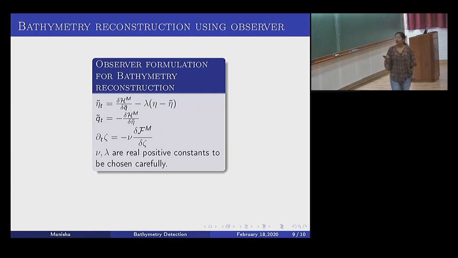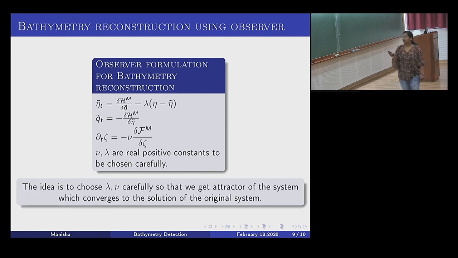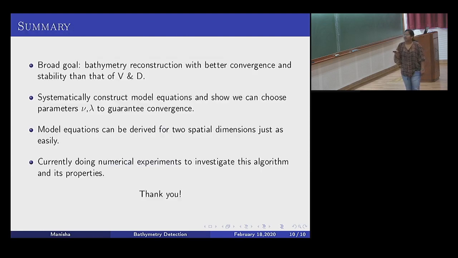Now, as I had already said, if we wait long enough, eta goes to eta tilde, and eta is evolving in this equation also. So grad q goes to the original q, and hence zeta goes to the true zeta of our system. The only problem I'm working on right now is to find the correct mu and nu, so that we can get the attractor of the system, which is to say that we can actually get the solution of the original system. And this is sort of the flow chart of my research work.